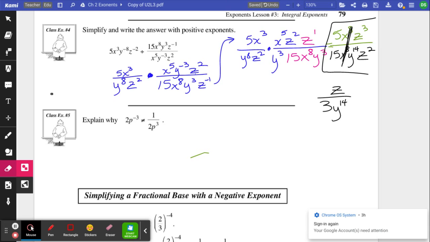That's it. Wait, why do we put the Z at the top? Because it's Z cubed over Z squared, which is Z. Oh, that's why. This is like having Z, Z, Z over Z, Z, and they cancel, leaving you 1 Z on the top. I see. Okay.